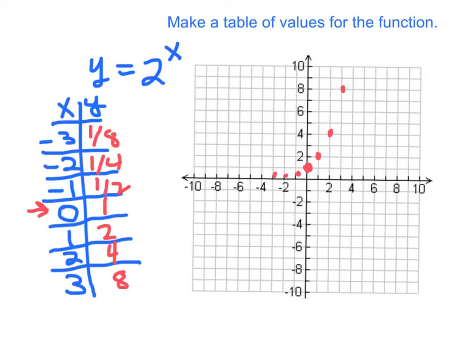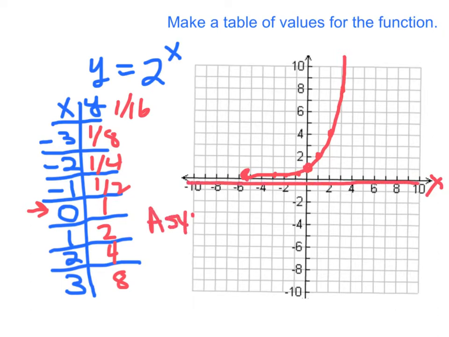And by connecting these points, we can see that the shape of our graph is going to curve, and it will approach the x-axis, but since we're always going to 1/16 and so forth, we're actually never going to hit that x-axis. So the x-axis itself is called an asymptote, meaning that we're never going to actually get there.